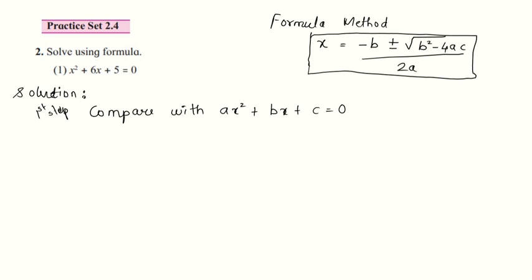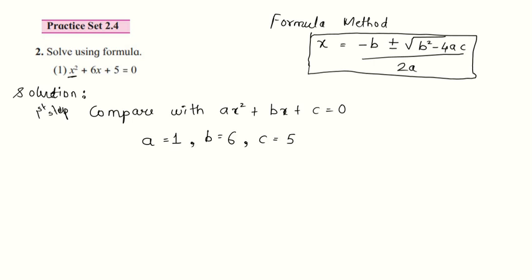So first, we will compare the given equation with ax squared plus bx plus c is equal to 0. We will get a is equal to 1. Here there is nothing, that means it is 1. b is equal to 6 and c is equal to 5.